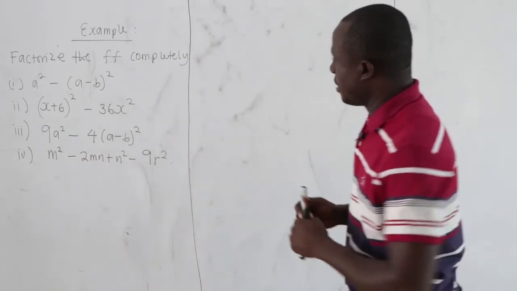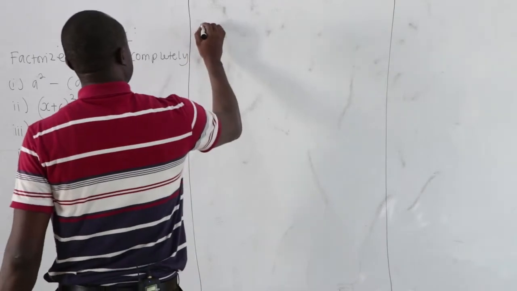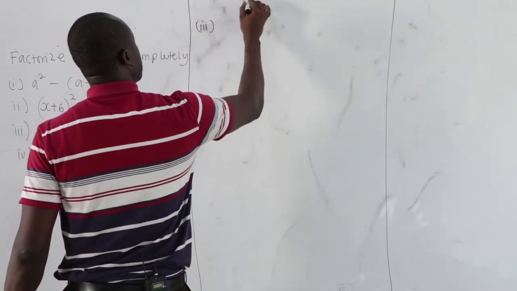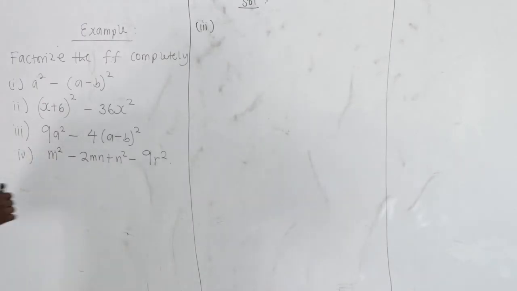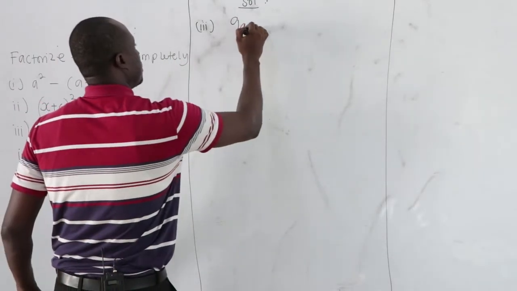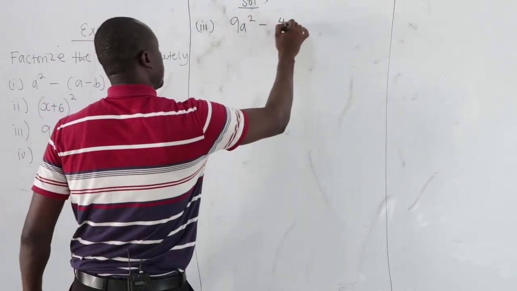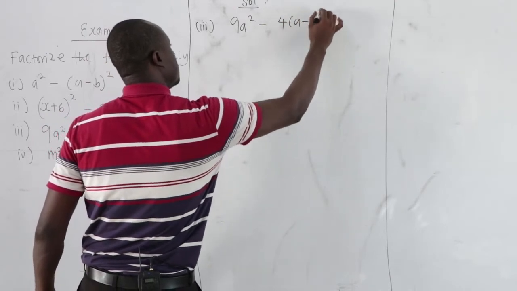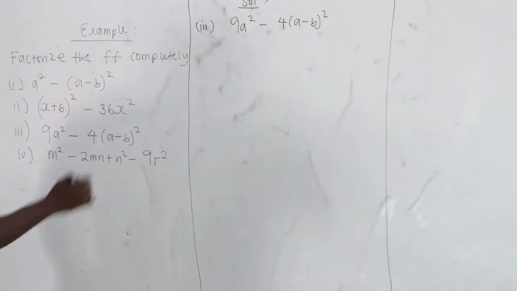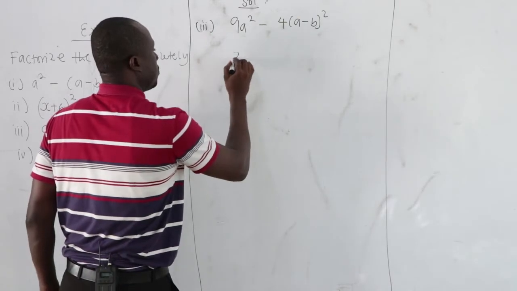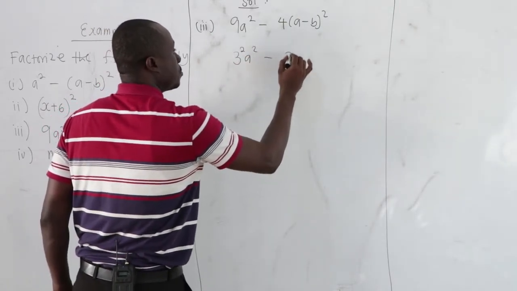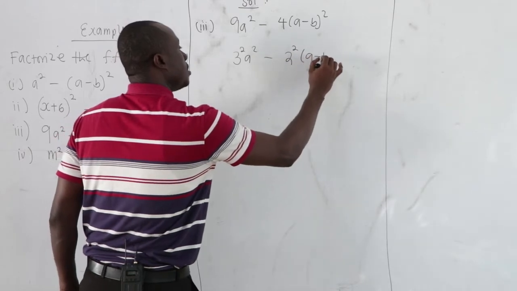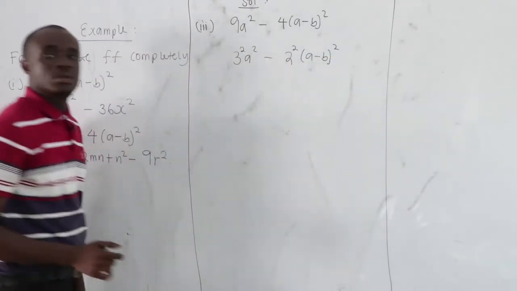Now, let's consider the next example. That is the third one. This is a past question. We have (9a² − 4a − b)². Now you can change the 9 as 3² and a², minus (4a − b) all squared. You can change this as (2² a − b) all squared.